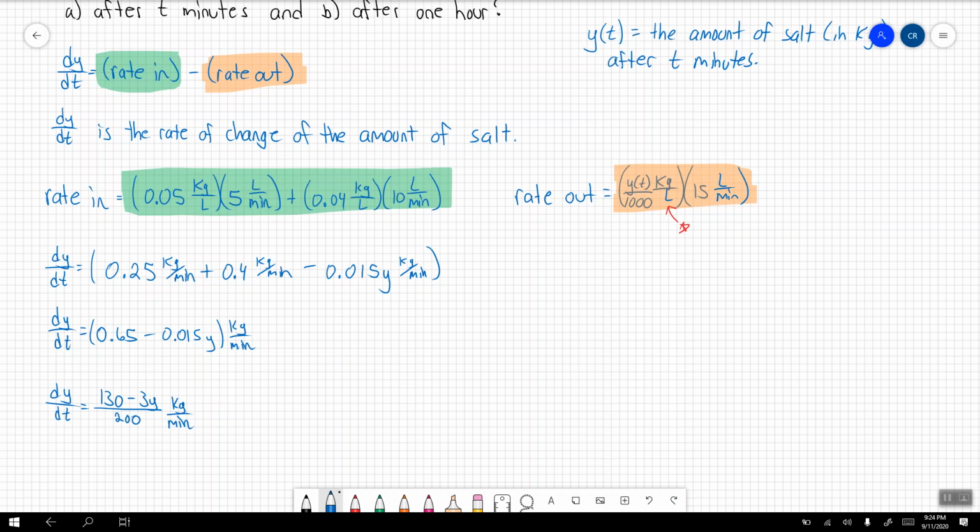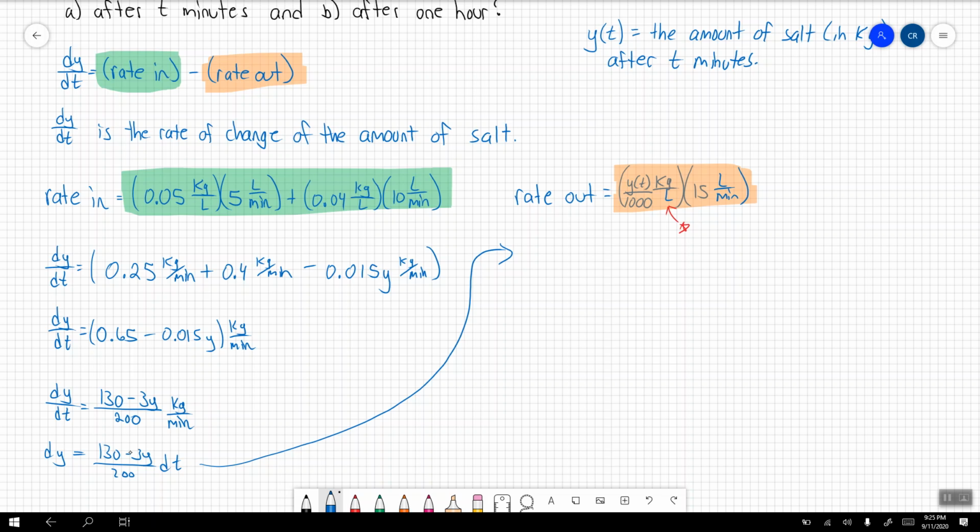Well, all we've got to do now is solve this differential equation. Going through the whole process, let's see what we get. I'm going to multiply by dt. So multiplying by dt, I will get dy is equal to 130 minus 3y divided by 200 multiplied by dt. I'm going to omit the unit of measurement just for now. I'll bring it back into the mix in a bit.